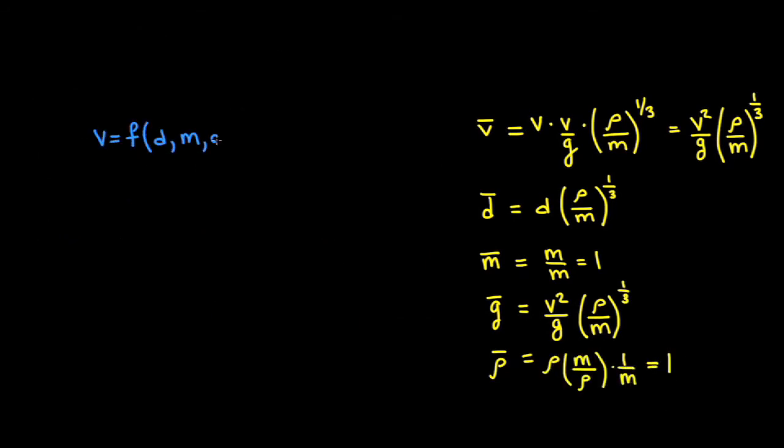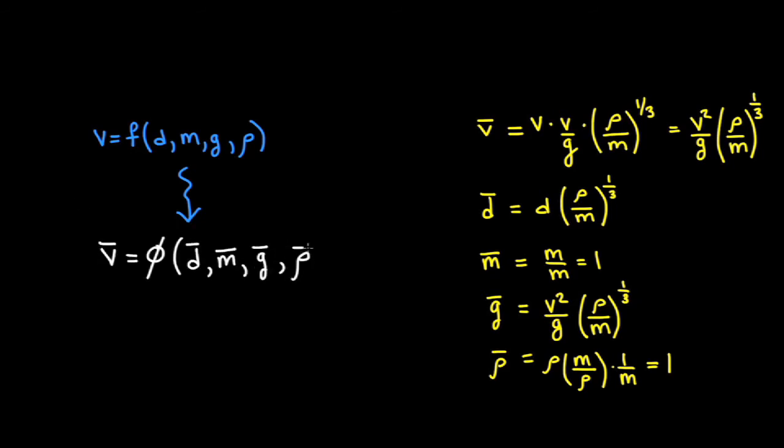Now we can rewrite the equation for velocity in terms of the new dimensionless variables. It is a new function because the variables have been modified. Notice that v bar is equal to g bar. This means that v bar and g bar are not independent. So our function for v bar cannot depend on g bar. Also notice that m bar and rho bar are both equal to 1. So our function doesn't depend on them either.